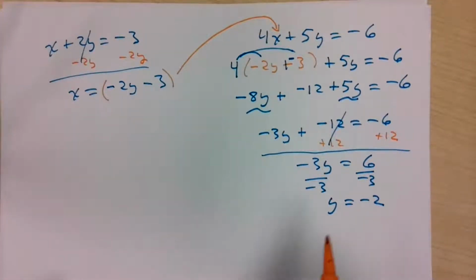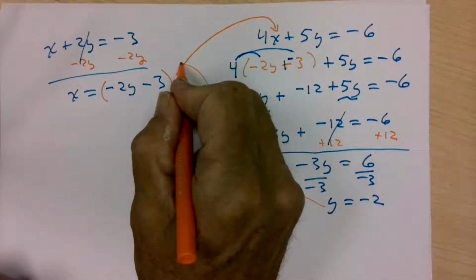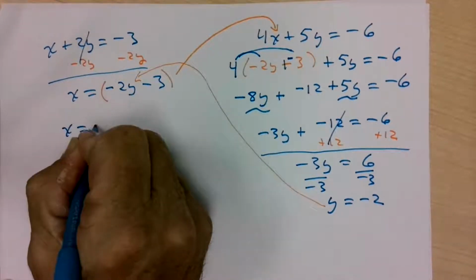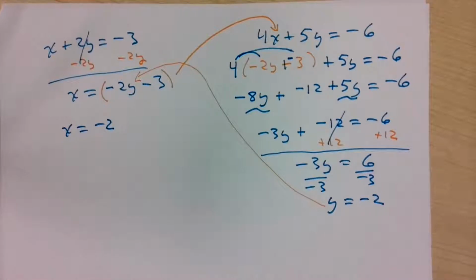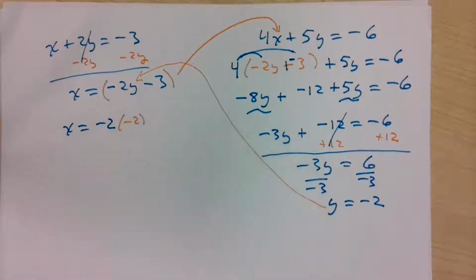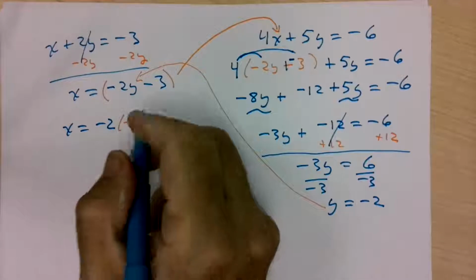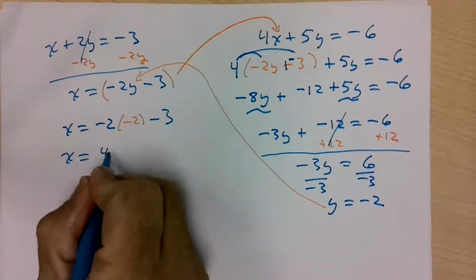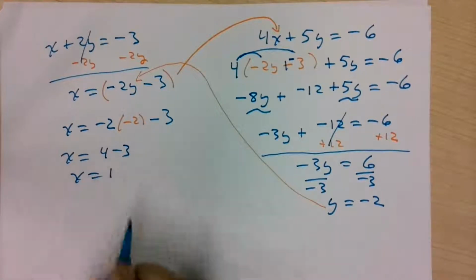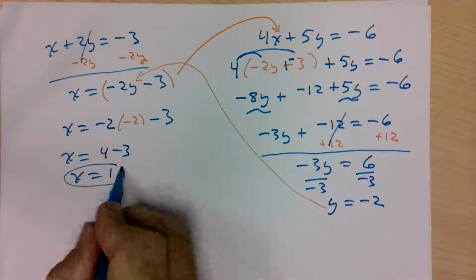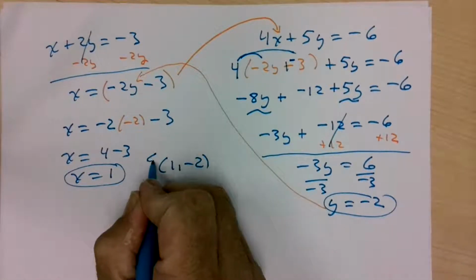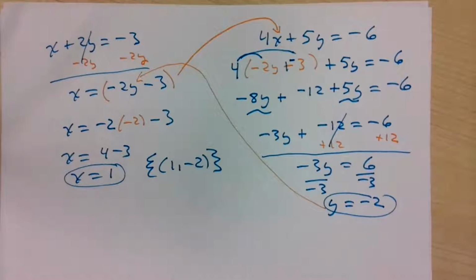We're going to take this y equals negative 2 and move it in for that y. So now I get x equals negative 2 times y, so that'll be negative 2 times negative 2 minus 3. And I get x equals 4 minus 3. X equals 1. So we believe the answer is x equals 1, y equals negative 2, which is the point 1 comma negative 2. We like to write the solution set like this once in a while.